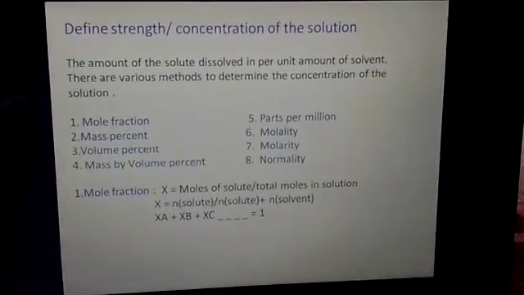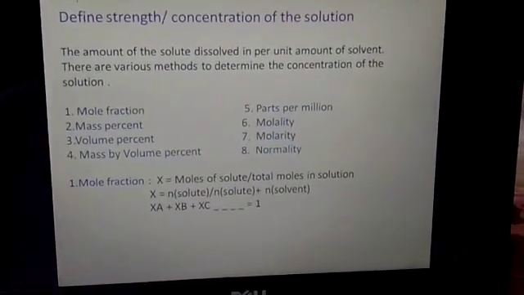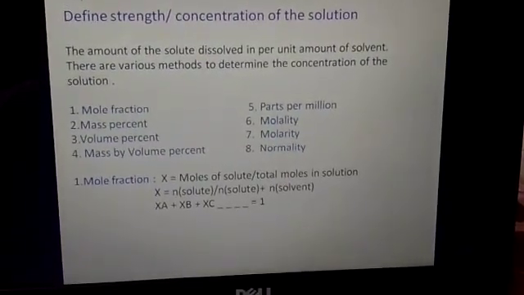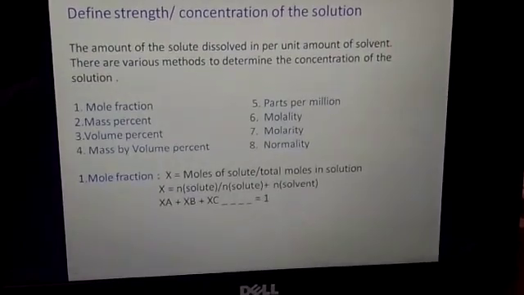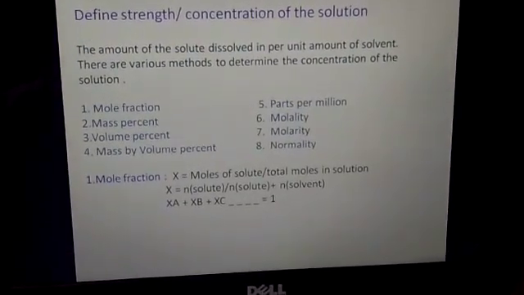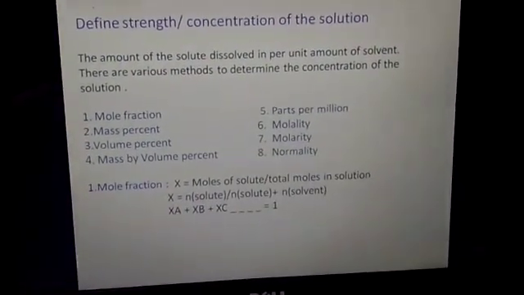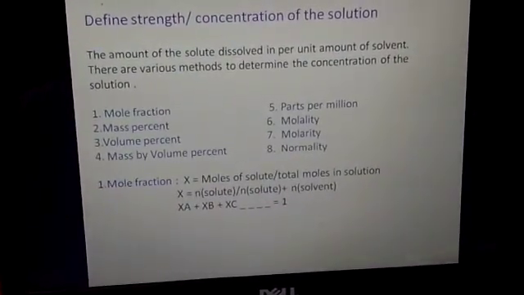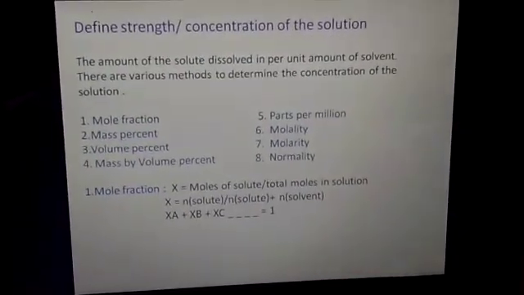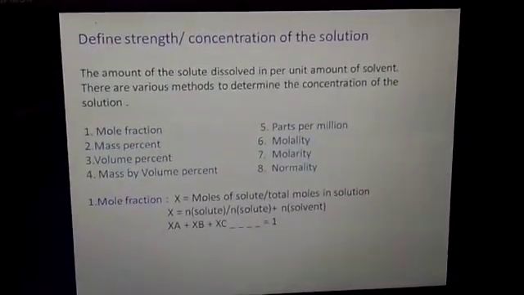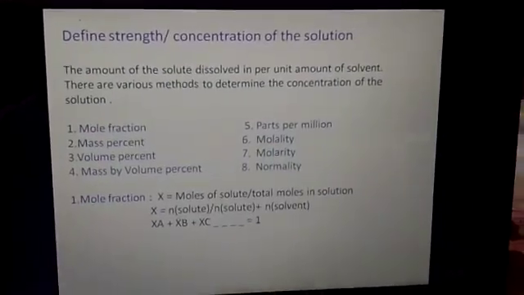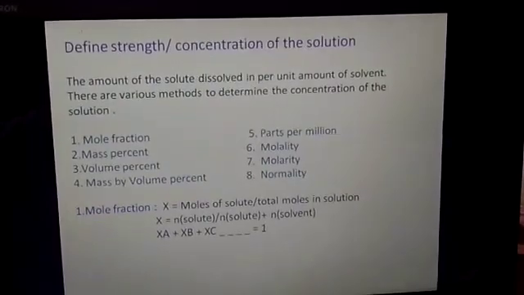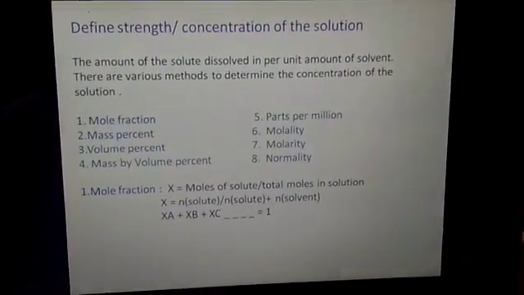Now the first is mole fraction. Mole fraction means the number of moles of the solute upon the total number of moles of all the components present in the solution. Mole fraction of a constituent, that is solute and solvent, is the fraction obtained by dividing the number of moles of that constituent by the total number of moles of all the constituents present in the solution. It is denoted by X.